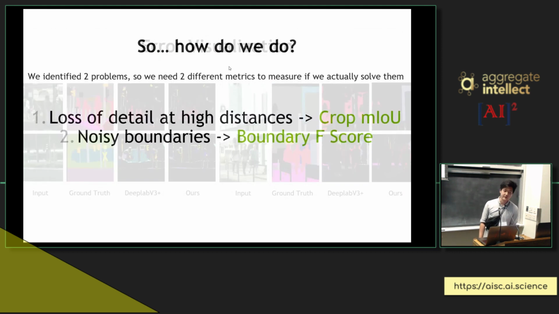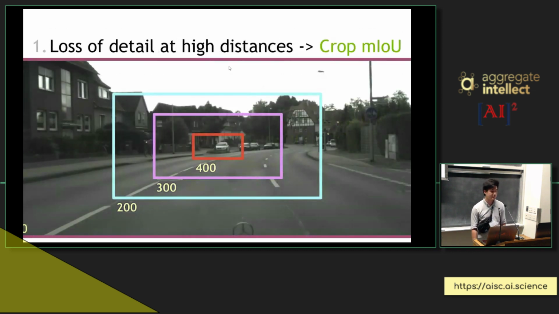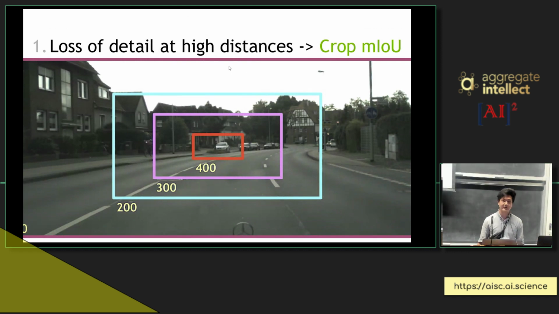So how do we actually do quantitatively? We identified two problems, so we also proposed two different metrics for our two problems. For long distances, we propose what we call a crop mean intersection over union, which is just an intersection over union on the segmentation mask calculated at different crop distances. The higher the crop, the farther away in the image. This works particularly well as a metric for distance in our case, because in our outdoor scenes, typically the center of the image corresponds to farther away objects.